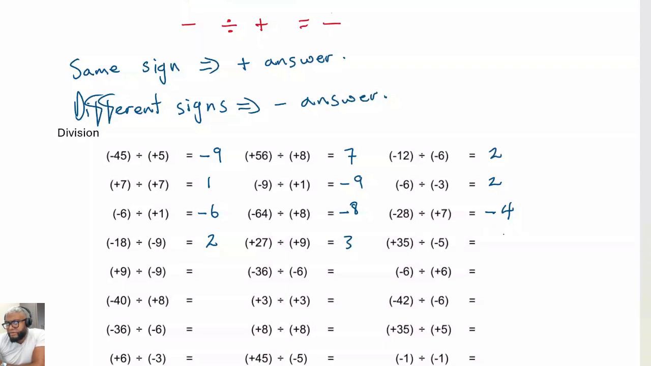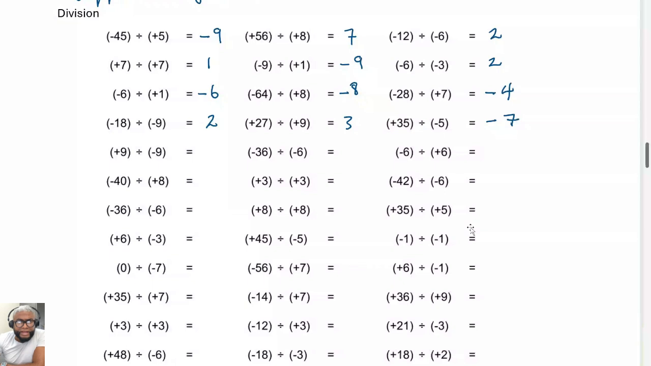Next. Yes, sir. So, +25 divided by -5. All right, the answer here will be negative 7. 5 sevens are 35, so negative 7. All right? So everybody got one wrong except Amani.